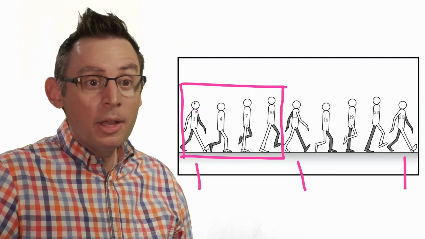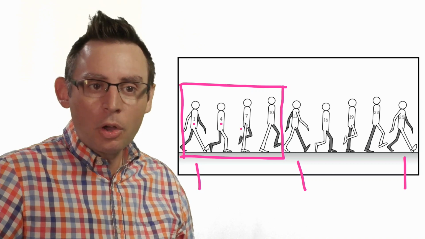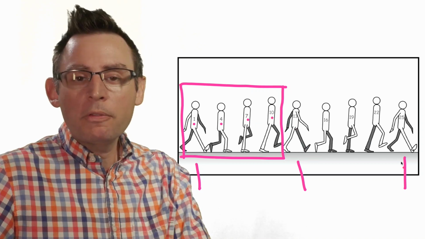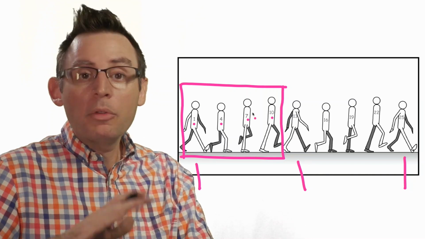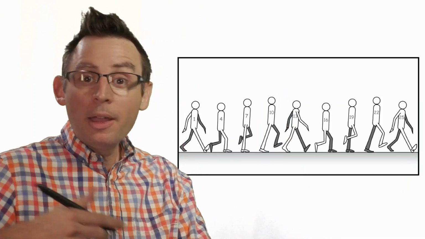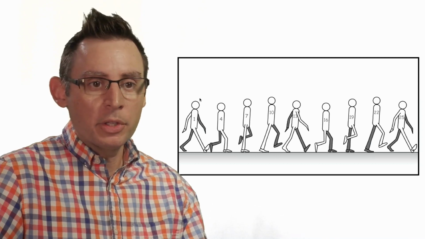Really what we're doing is focusing all of our creative energies on 4 drawings: 1, 4, 7, 10. 1, 13, and 25 are all identical. If we can get these 4 drawings done in here, we pretty much have the foundation for the rest of our walk cycle.